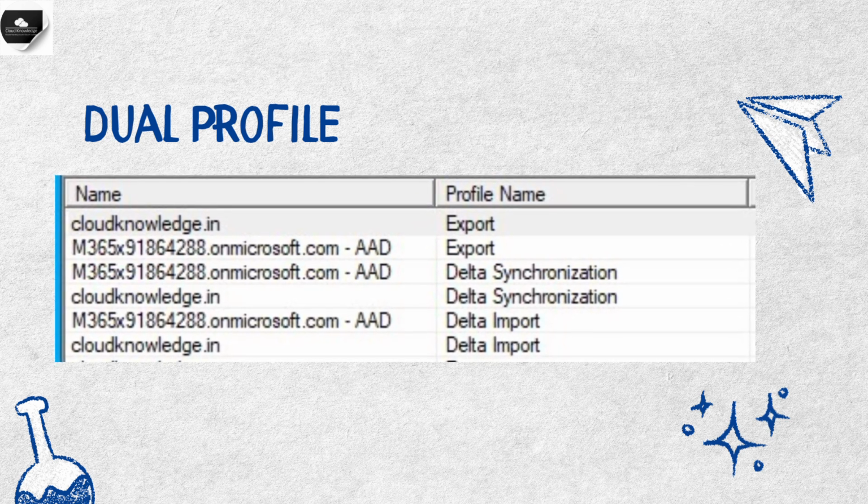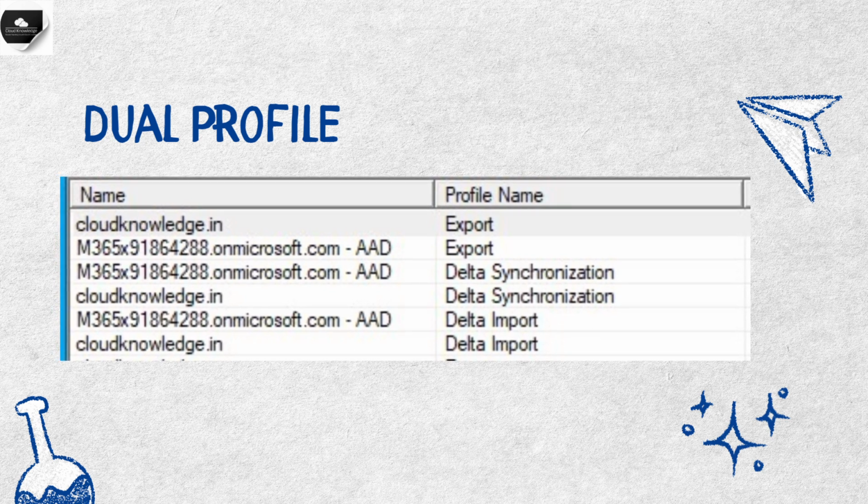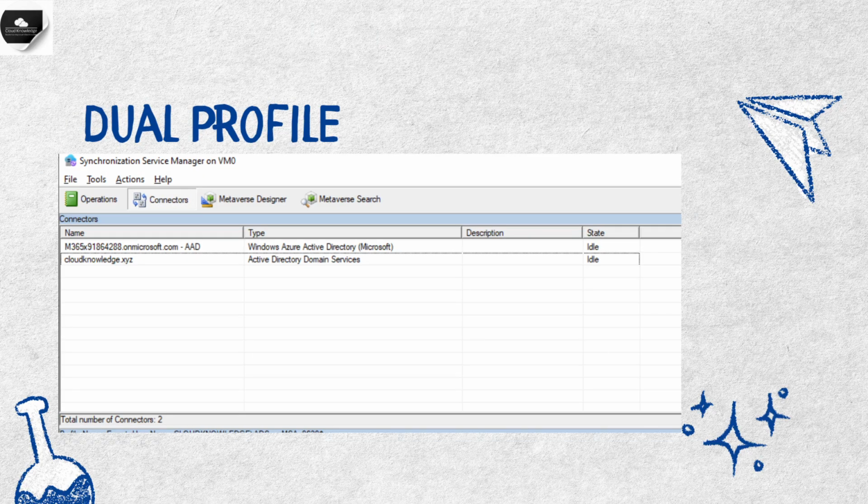Okay, so now here we have a challenge: how to identify which connector is for on-prem and which one is for cloud, right? It's pretty simple. The on-prem connector name will be your domain name, like if you have xyz.com, the on-prem connector name will be xyz.com, and the cloud connector name will always have -aad as a suffix after onmicrosoft.com. So if you see your cloud connector, it will be the domain or tenant name that you have, including the suffix onmicrosoft.com -aad.